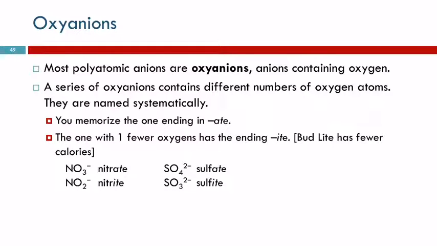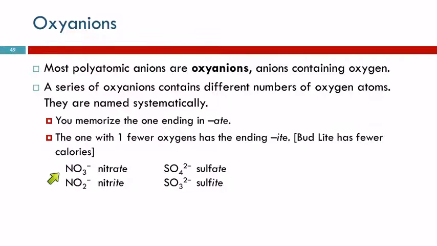Most of the polyatomic ions that we see are actually oxyanions. Oxyanions meaning anions that contain oxygen. And there are some patterns in here that can help you know the formulas and names of more of these than just the ones I made you memorize. So I told you to memorize ones that end in ate, sulfate, phosphate, carbonate, those guys. Then there's a pattern. You can figure out what nitrite is because it's related to nitrate.